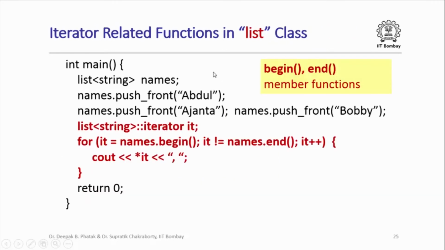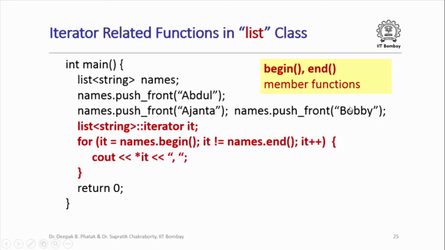Now we have studied iterators for container classes. The list class, being a container class, also has its iterators, and there are iterator related functions in the list class. So just like for the vector and map classes, we have the begin and end member functions. So here in this example, I have created an empty list called names. Then I have added 3 strings to this list. This is a list of strings, of course.